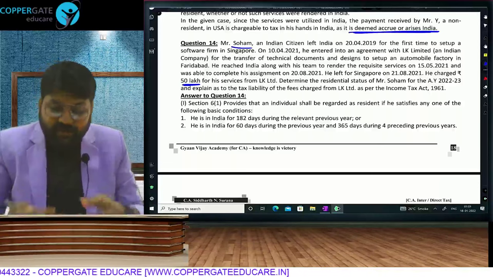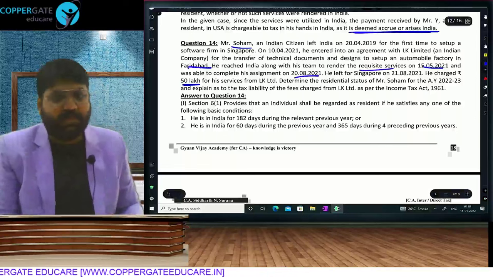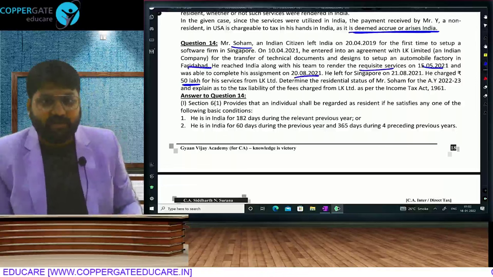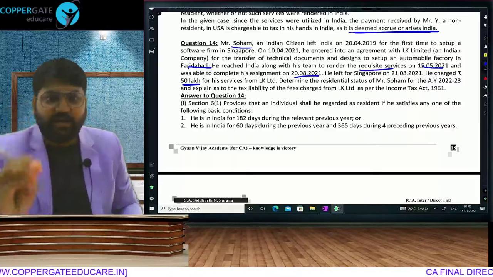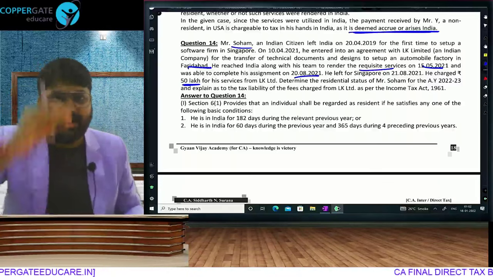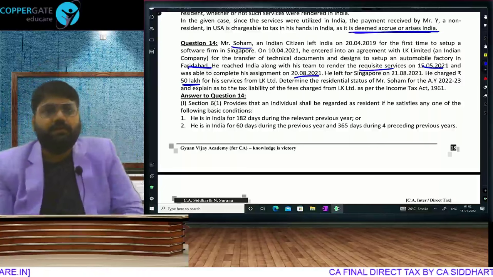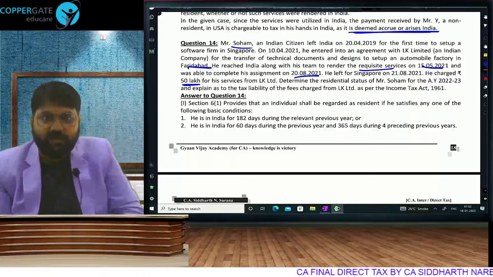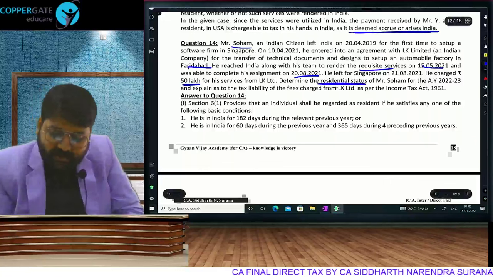The services were utilized in India from 15th May to 20th August in Faridabad, which is near Delhi. It was utilized in India and thus it is Indian income. Once it is Indian income, whether you are ROR or NOR, non-resident, doesn't matter. This income is going to be taxable for you. Is this clear?